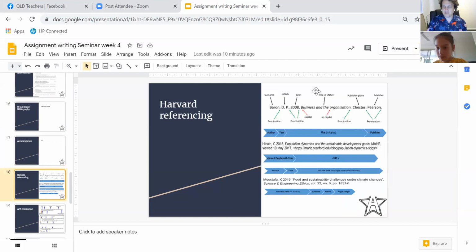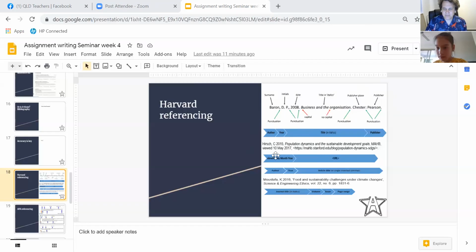Okay, let's look at Harvard referencing. So this is for a book. You have the initials, the surname, the date, title, the publisher place, and the name of the publisher. And you need to take careful note of the punctuation.